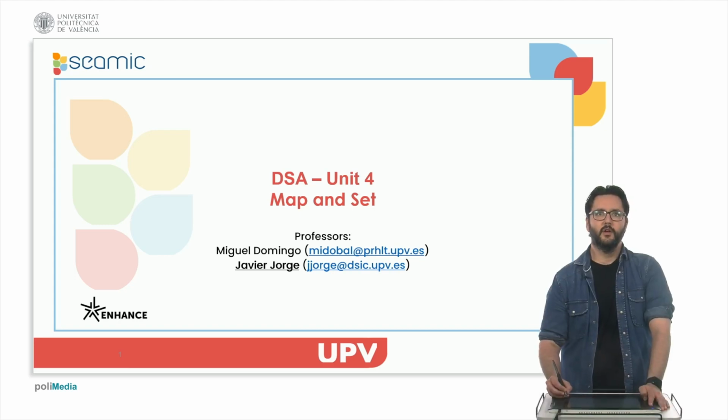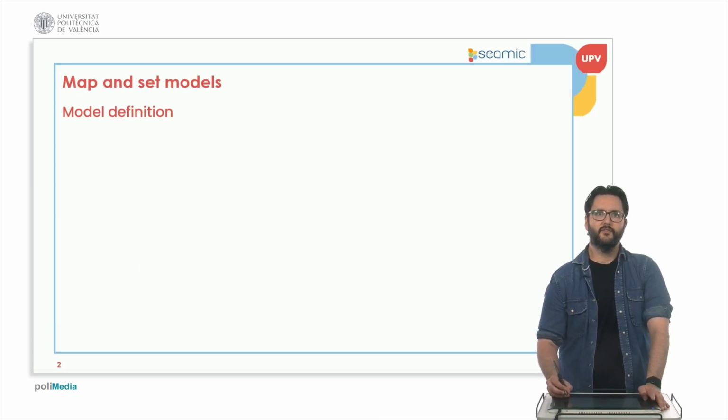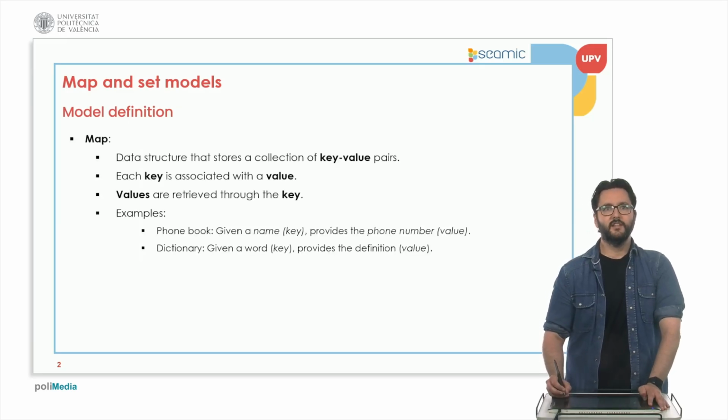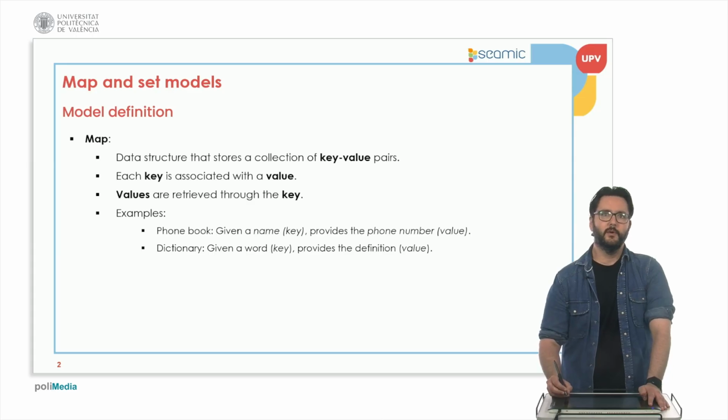Hello everyone, today we're going to talk about the map and set models. Let's start first talking about the definition of these models. In the case of the map, a map is a data structure that stores a collection of key value pairs. Each key is associated with a value, and values are retrieved through the keys.